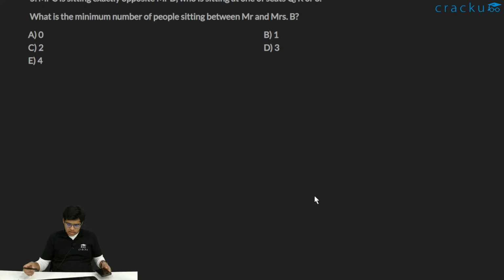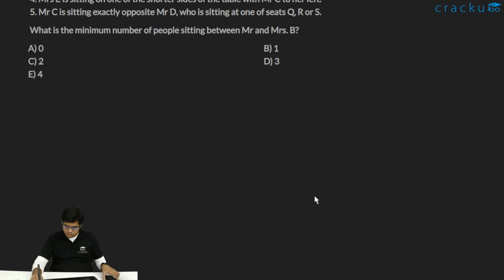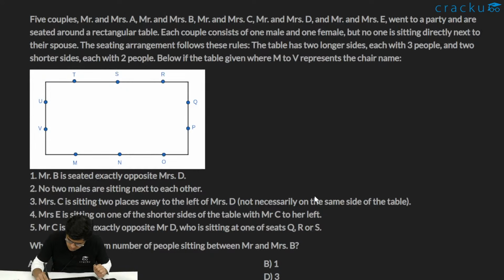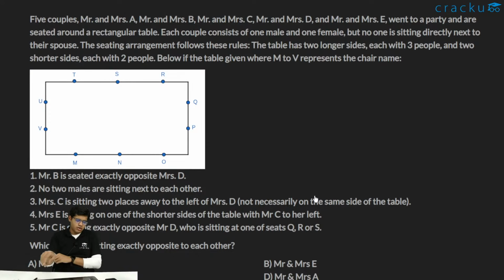Okay, guys, let's start solving it. Let's read this. Okay. So it is given that five couples, Mr. A and Mrs. A, Mr. B and Mrs. B, like this we have A, B, C, D, E, five couples. They went to a party and are sitting around a rectangular table. Each couple consists of one male and one female, but no one is sitting directly next to their spouse.